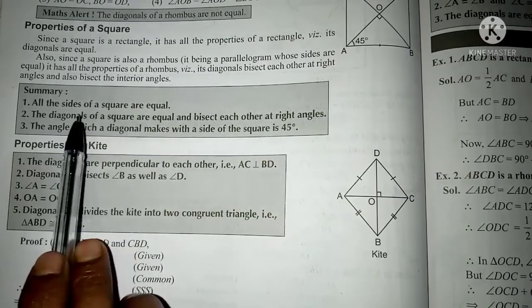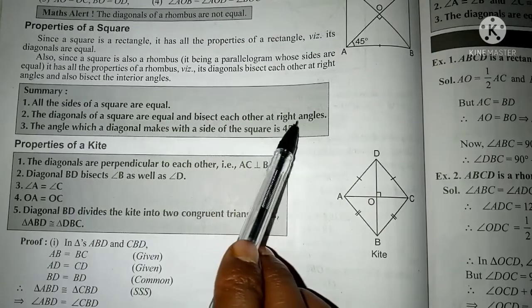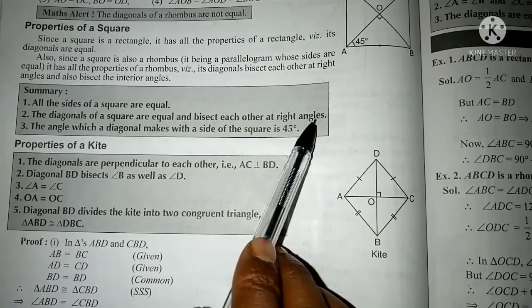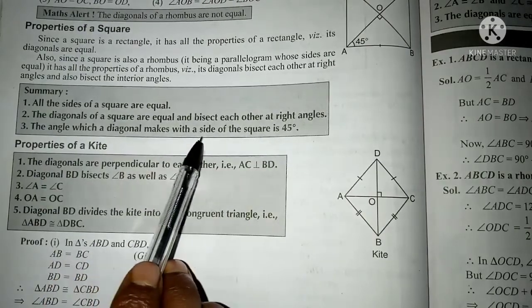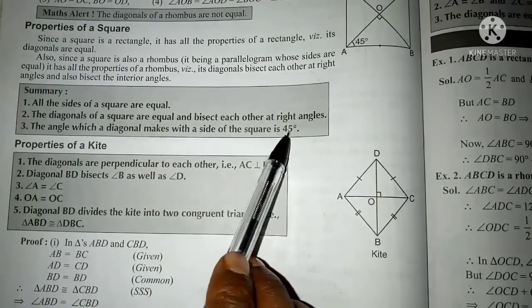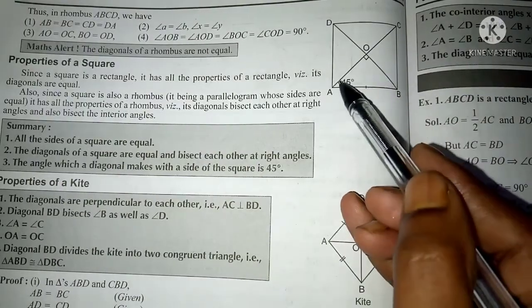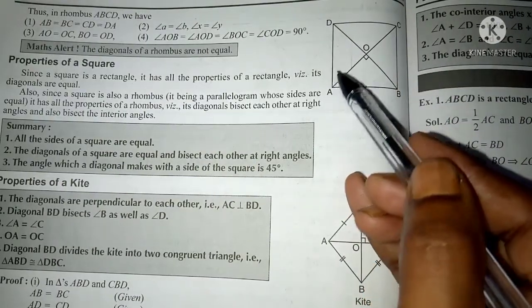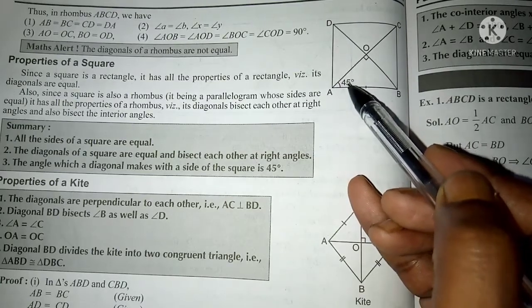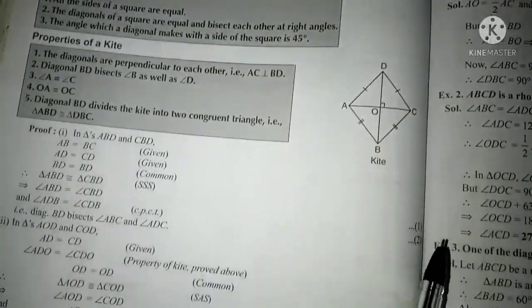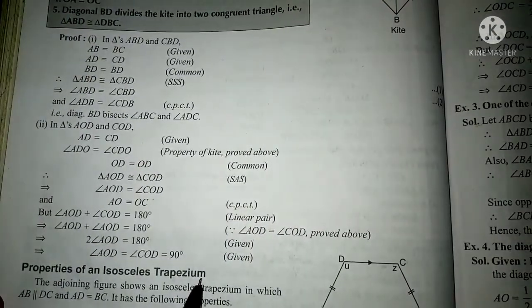The diagonals of a square are equal and bisect each other at right angles. That means like a rhombus, they bisect each other at right angles. The angle which a diagonal makes with a side of a square is 45 degrees, because in a square all angles are 90 degrees. Now if 90 is divided equally, each part will be 45. Is it understood?